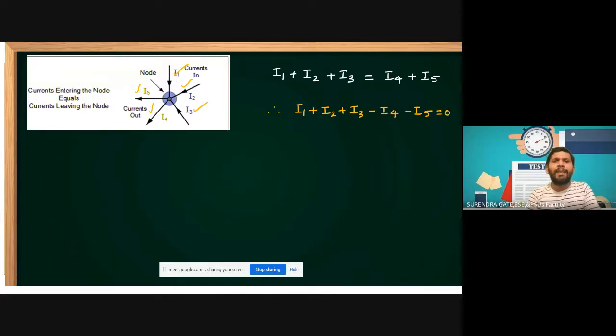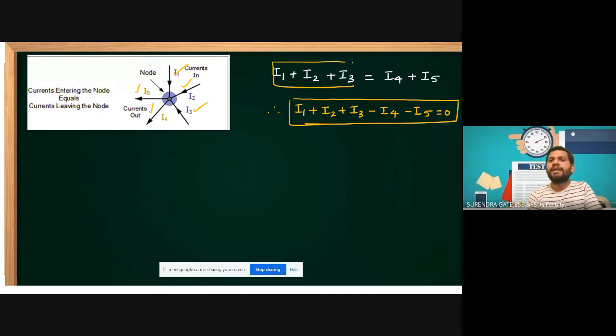That means at a particular node, the algebraic sum of all the currents is equal to 0, students. This is what the KCL states. Generally, KCL can be applied at any node, but this is exactly the statement of KCL.